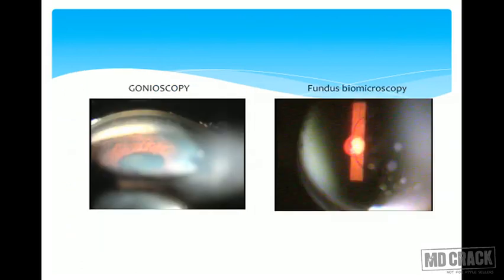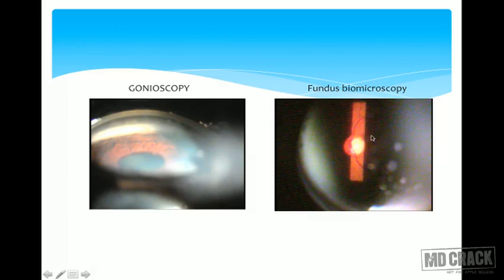If you can see the slide on your left, this is the examination of the angle by a gonio lens. This is the peripheral part of the cornea, this is the root of the iris, they merge to form the anterior chamber angle, and this particular structure is graded depending upon the visibility of the trabecular meshwork into open angle and angle closure. Fundus biomicroscopy looks something like this on the right side.